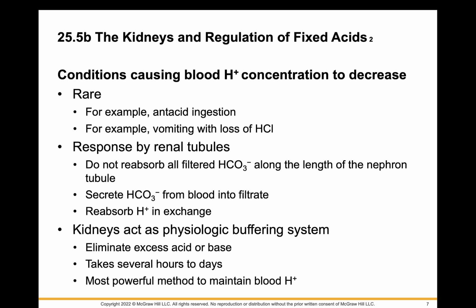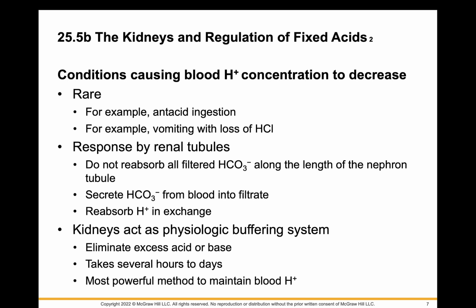Now, if we look at some conditions that are responsible for causing hydrogen ion concentration in our blood to decrease, this is not something we see very often. And once again, we're talking about metabolic conditions. One example would be the ingestion of antacids. Another, probably the most common, would be vomiting with the loss of hydrochloric acid and acidic stomach contents. Now, when we look at the response by the tubules within our kidney, they're not really reabsorbing all filtered bicarbonate along the length of the nephron tubule. They'll be secreting bicarbonate from blood into the filtrate and reabsorbing hydrogen ion in exchange for that bicarbonate.